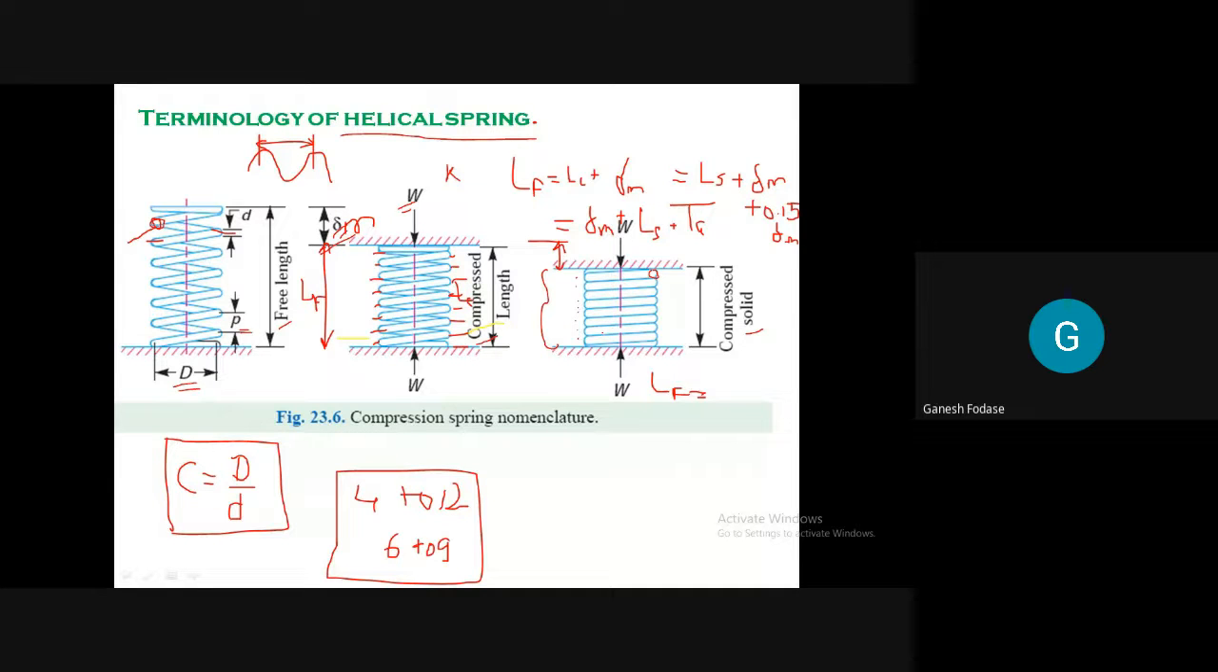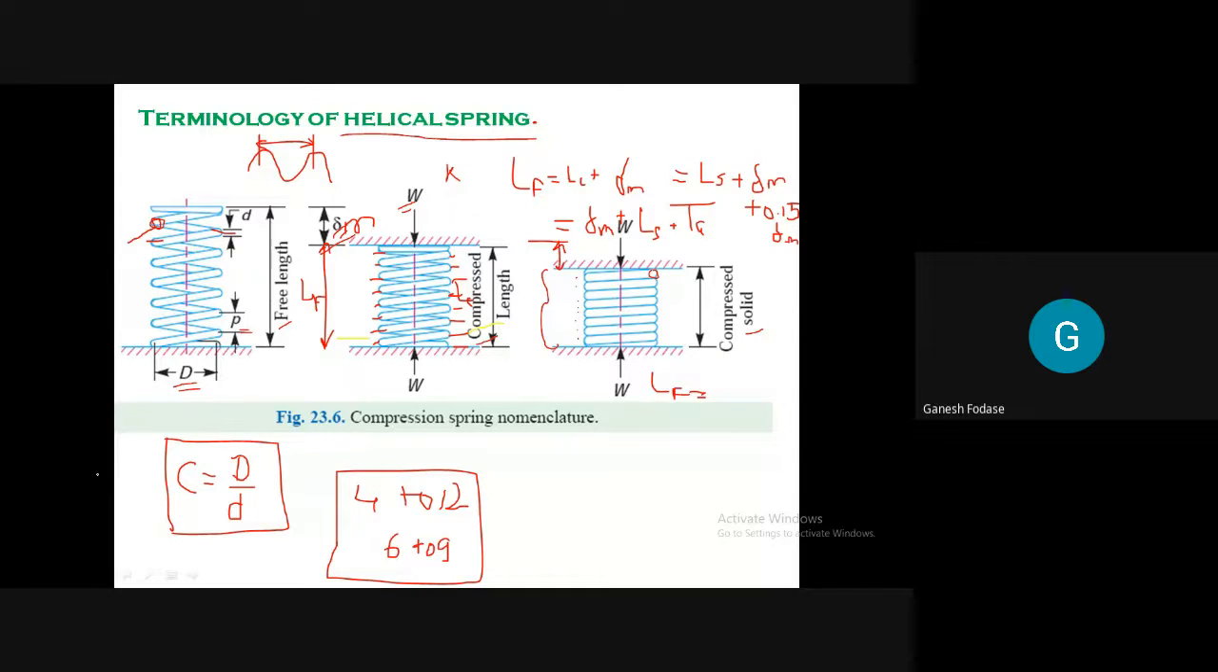Okay, I think I told you most of the terms related to spring. One more term is called the total coils, number of coils, nothing but N dash, or you can say N. There is a difference. There are two terms basically: active coils and total number of coils. Do you know the difference between these two terms?